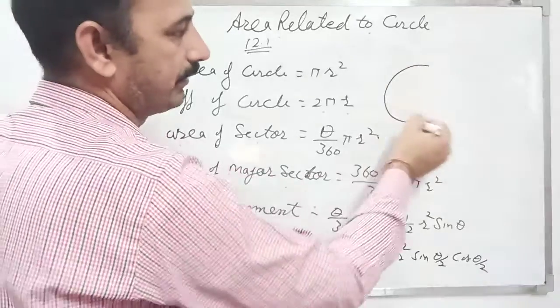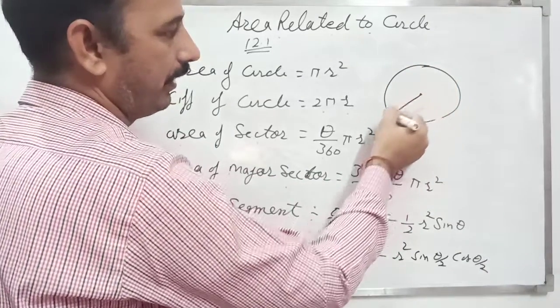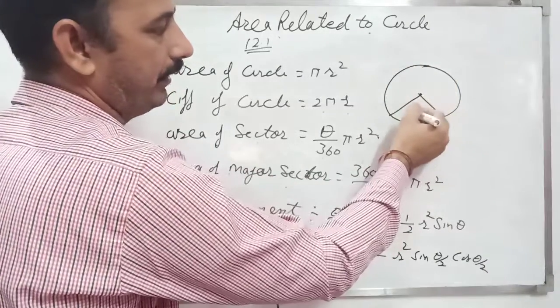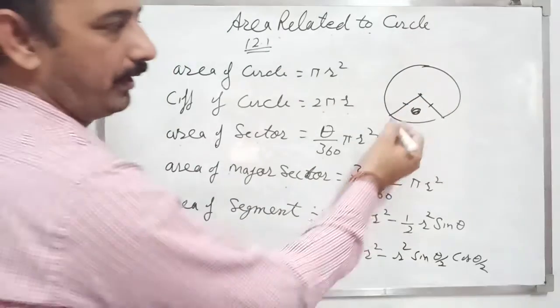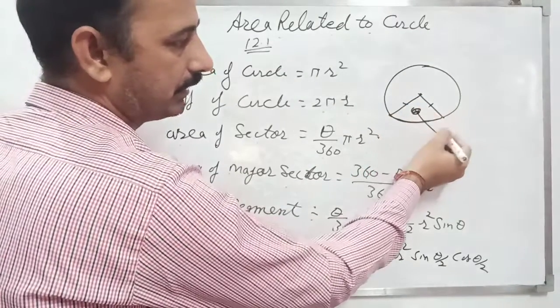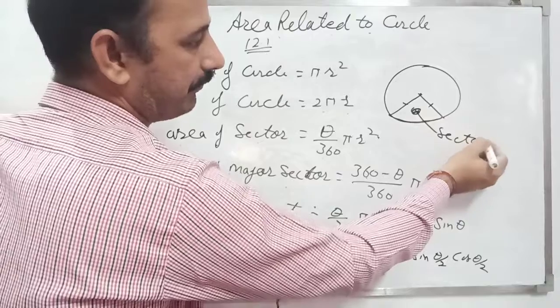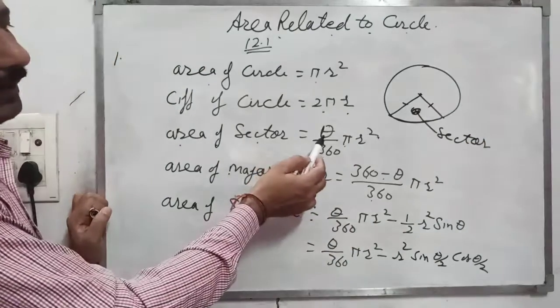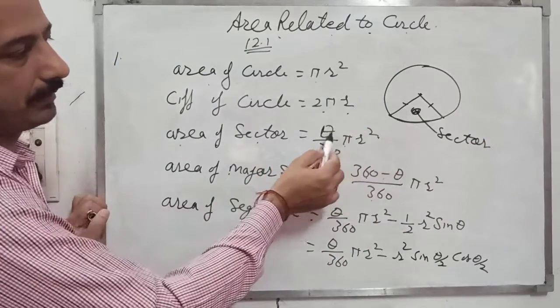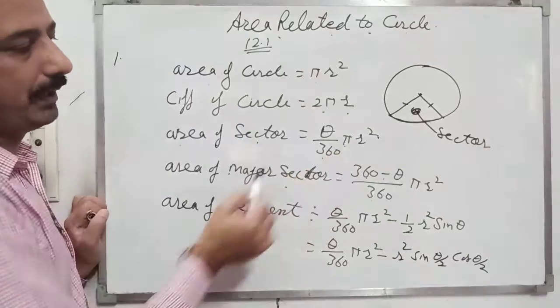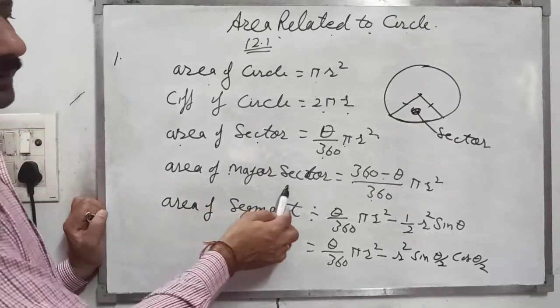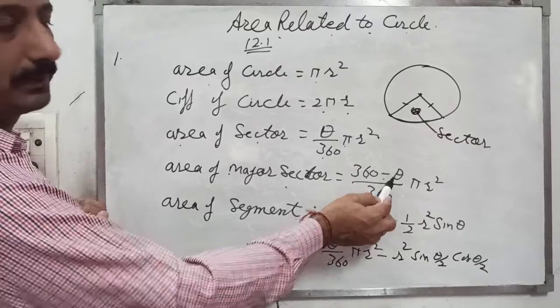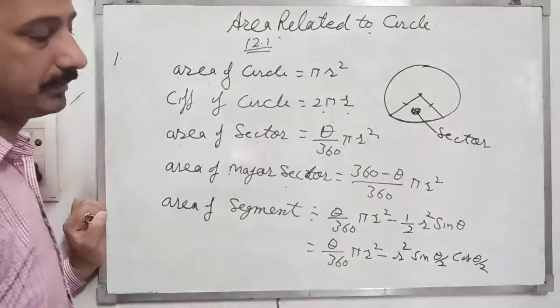The sector is the area of the circle between the two radii and the arc. That is called the sector. So area of the minor sector is theta upon 360 pi r square. And area of the major sector is 360 minus theta upon 360 pi r square.